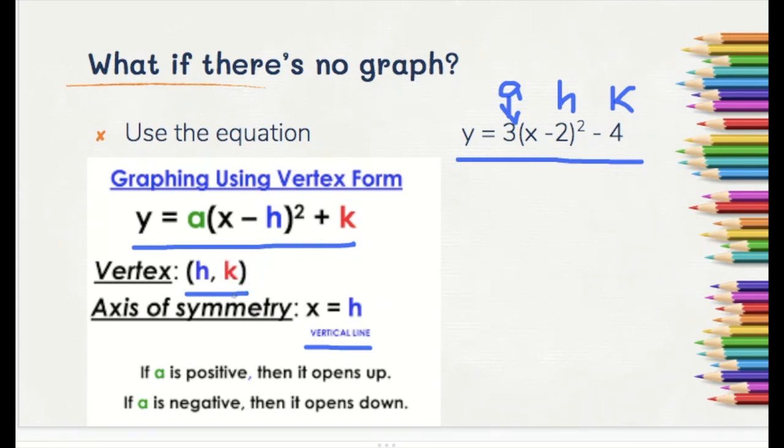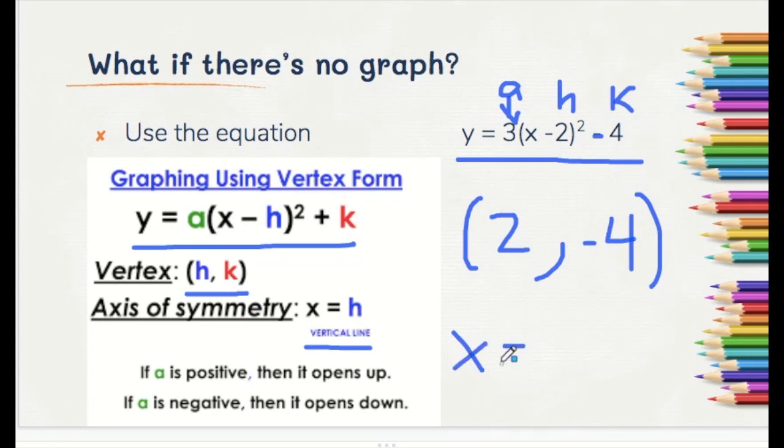So what is the vertex? (h, k). H is 2, and k is -4 because there is a negative sign there when it should have been positive. So when you see the negative, don't forget to put negative. Now, what is the axis of symmetry? It is the x value. What is the x value here? It is h. So x equals h, or 2.